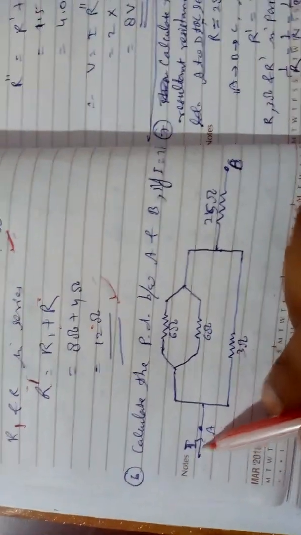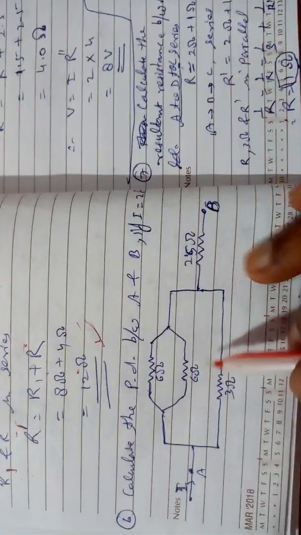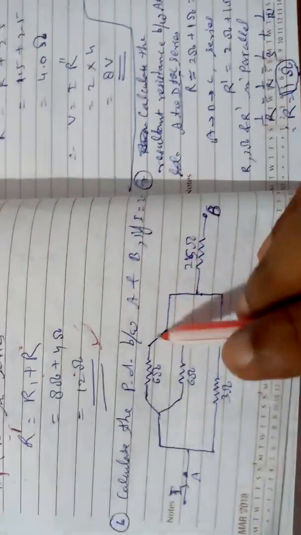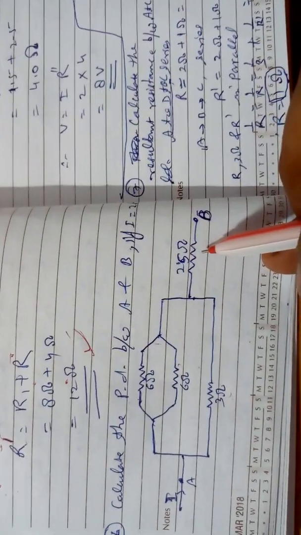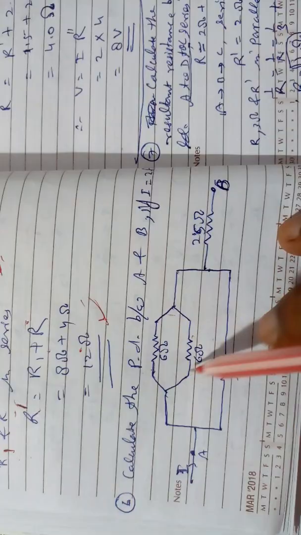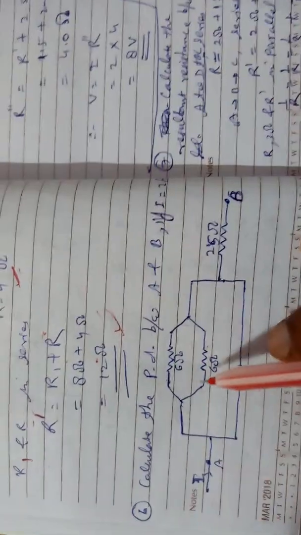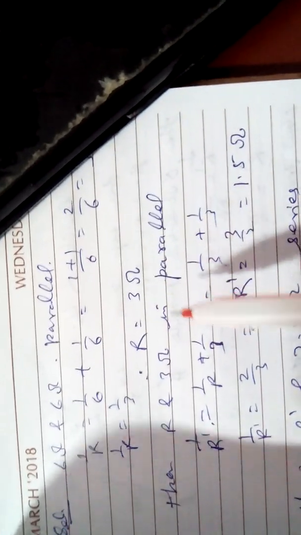One more question is given this. Current I is flowing through this. Point A is here, B is here. You want to calculate the resultant resistance. 1, 2, 3, 4 resistances are here connected in this way. These two are parallel, 6 and 6. So if it is parallel, first of all we will find out 6 ohm and 6 ohm, because 6 ohm and 6 ohm are parallel.